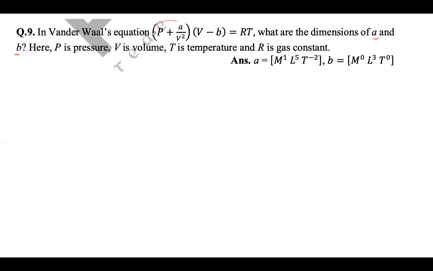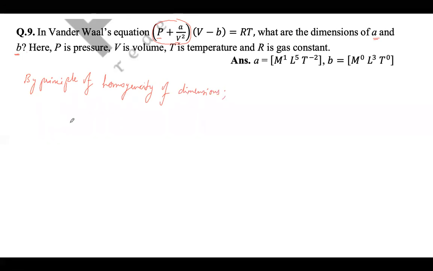आप ये देखिए, पहले तो ये डायमेंशनली करेक्ट कब होगा, दो क्वांटिटी को ऐड करना पॉसिबल कब है, जब इसका डायमेंशन और इसका डायमेंशन सेम हो. So by principle of homogeneity of dimensions, pressure, so dimension of P should be equal to dimension of A by V square.